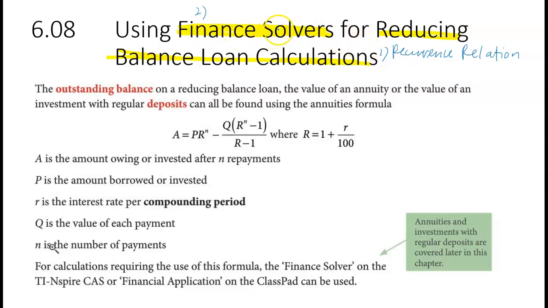Right, so you can use either of these approaches, but for a certain approach like finance solver, sometimes it has a competitive edge compared to the first approach, and it all depends on the question. So one of the examples you can solve will be to find out the outstanding balance.